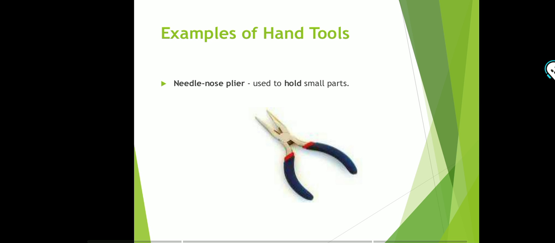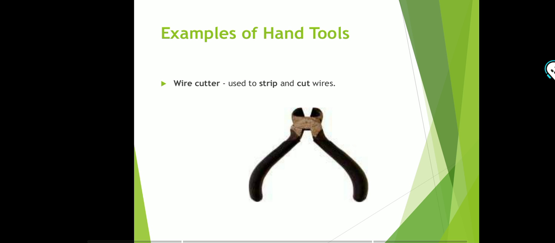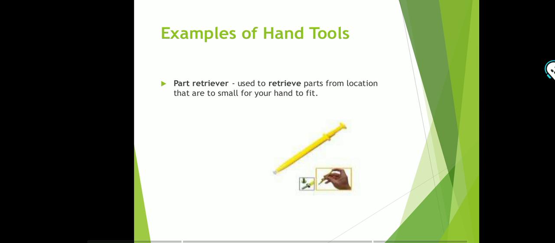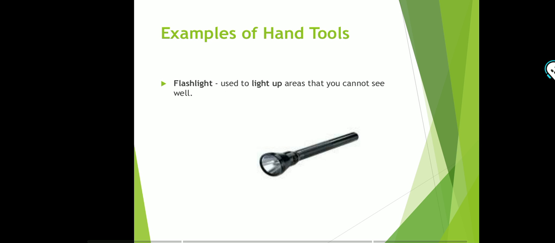Needle nose plier, used to hold small parts. Wire cutter, used to strip and cut wires. Tweezers, used to manipulate small parts. Part retriever, used to retrieve parts from locations that are too small for your hand to fit. Flashlight, used to light up areas that you cannot see well.